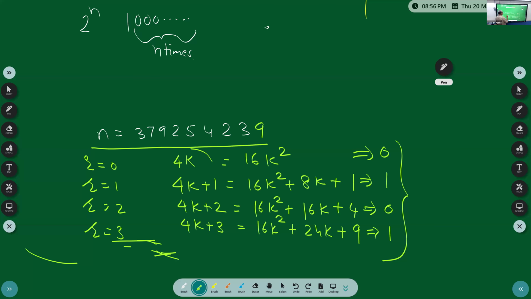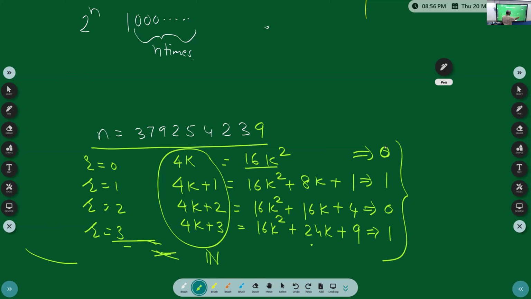Okay. This is all natural numbers together. This is the set of natural numbers. This is the set of all natural number squares. Have you understood this? Now we apply the divisibility test of 4. It is easy to apply here because 16k square is going to be divisible by 4. Therefore, the remainder left is 0. 16k square is divisible by 4, 8k is divisible by 4. Therefore, the remainder is 1.